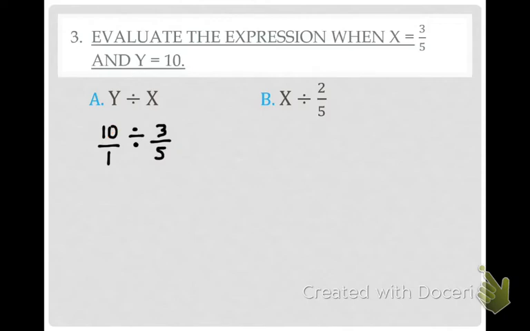Repeat after me. KFC? Jalen, I want you to keep the first one, which says 10 over 1 is the first one. Flip the second one. What would that say? 5/3, and change the operation to multiply. Is there anything I can cross reduce? There is not. So I just want you to multiply across the top and then the bottom, and what do you get?